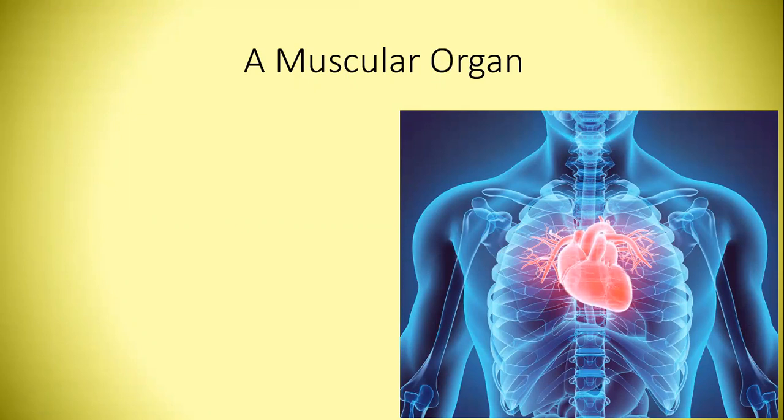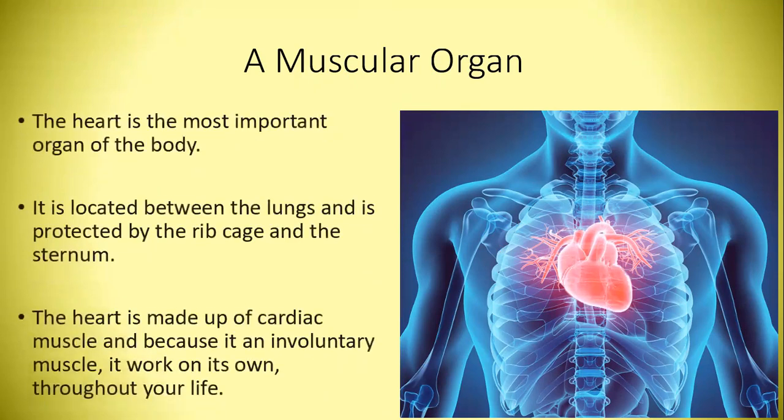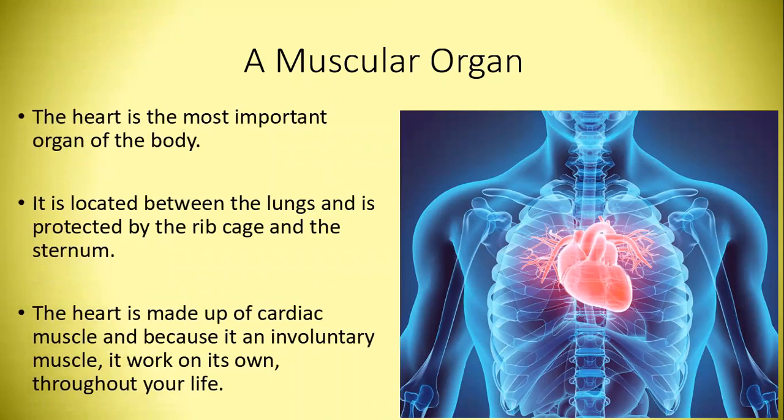The heart is a muscular organ. It is the most important organ of the body, located between the lungs and protected by the rib cage and the sternum. The heart is made up of cardiac muscles, and because it is an involuntary muscle, it works on its own throughout your life.